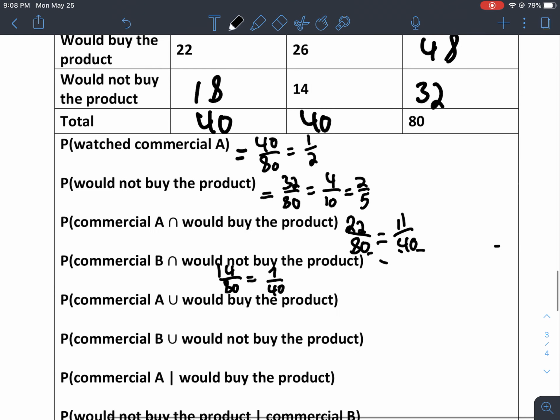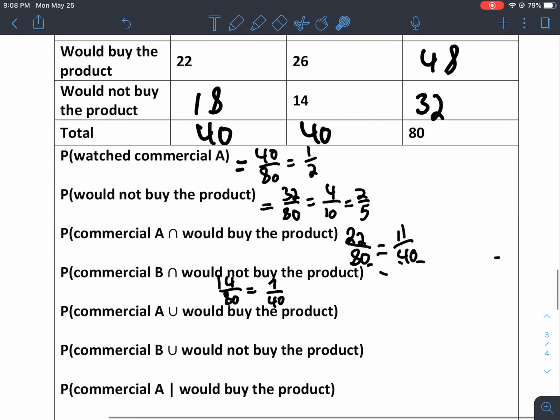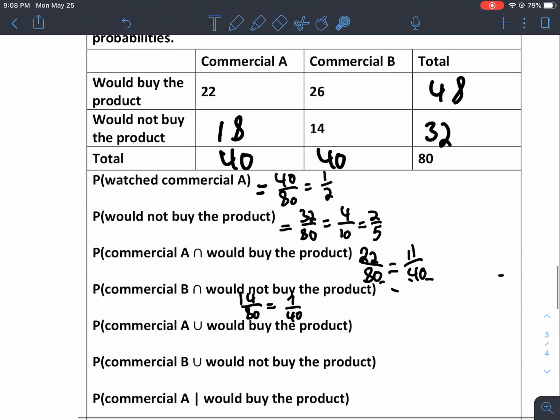Now we get to the union. Here's where I'm going to talk about the double counting a little bit. So what's the probability that they would watch commercial A or would buy the product, which means or both. So how many people watched commercial A? 40.